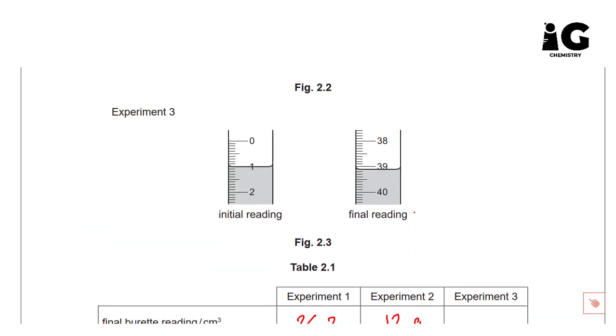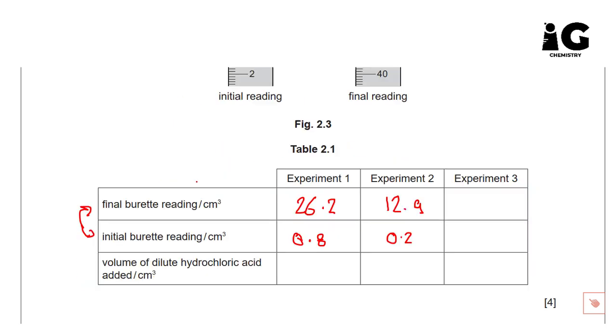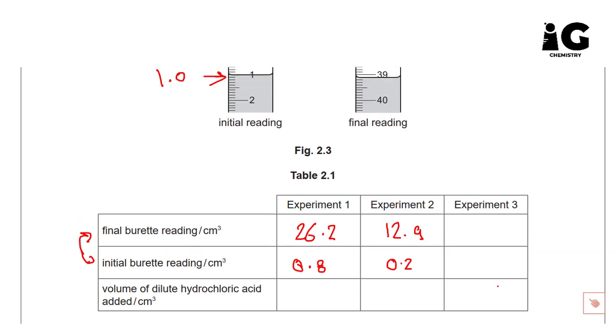For the last one, experiment three, here you see this is zero until, I think this is exactly one. Take care, guys. Here also we have a very important tip. Don't write one only like this. You need to add one decimal place at least. Why? Because here we added one decimal place. So in your initial now, you need to write 1.0.